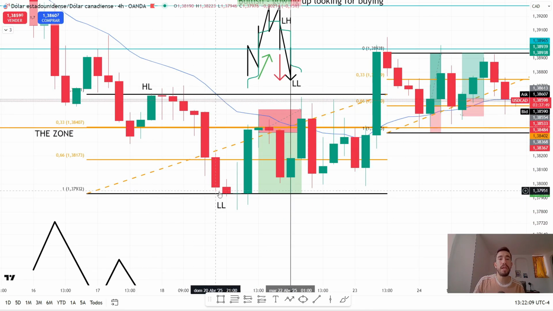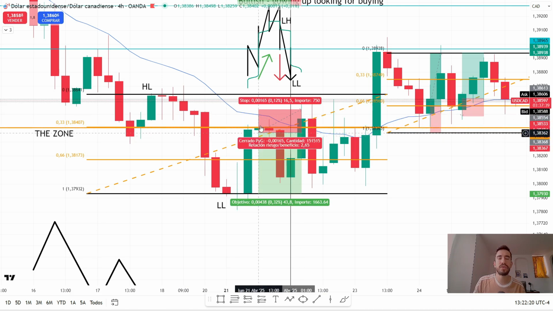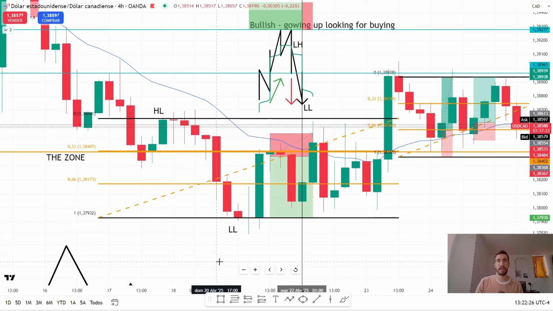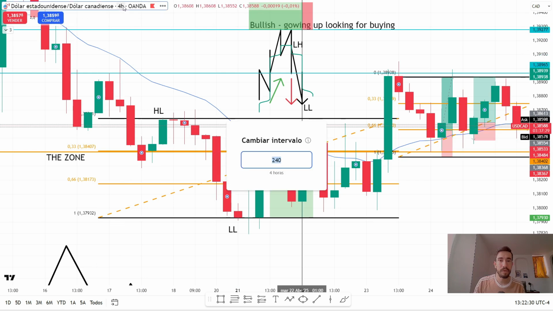We have a bearish structure, we are going down. We wait for the price to reach the zone. It's in the zone now. Now we zoom in and we do this. But what I want to remind you is that we are in a bearish market. We are looking for selling only.